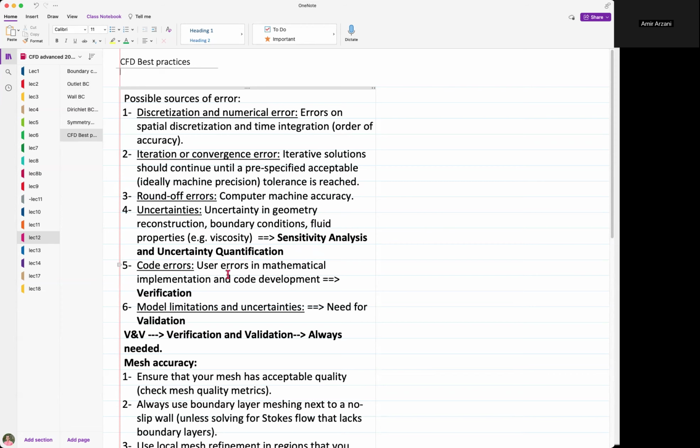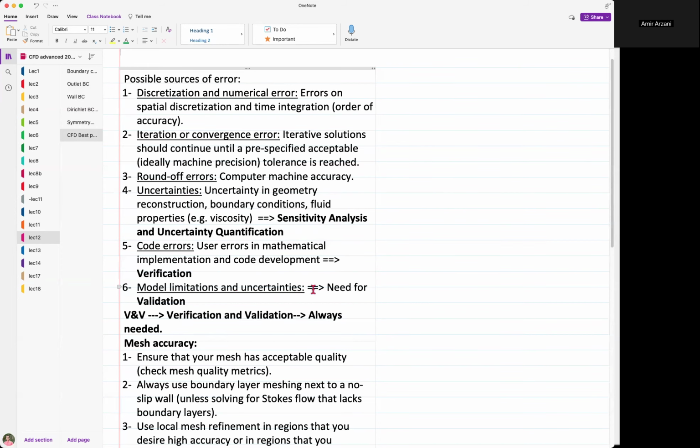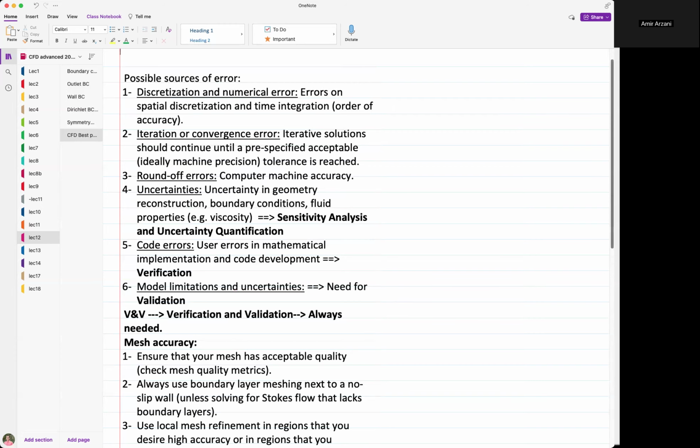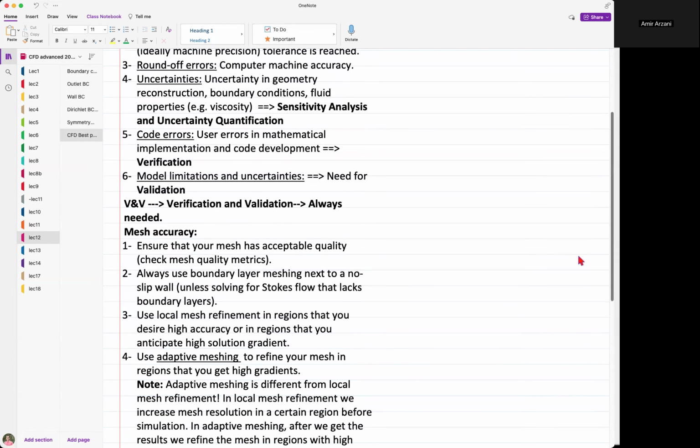And finally, the code errors. There could be mathematical errors in implementation. The best way to deal with that is to do verification, meaning that first we solve the codes that we develop with a simple benchmark problem where we know the exact or analytical solution. And also to deal with our uncertainties and limitations, we will need to do validation with experimental data. So this whole topic of validation and verification is something that we should always think about when we do CFD simulation.